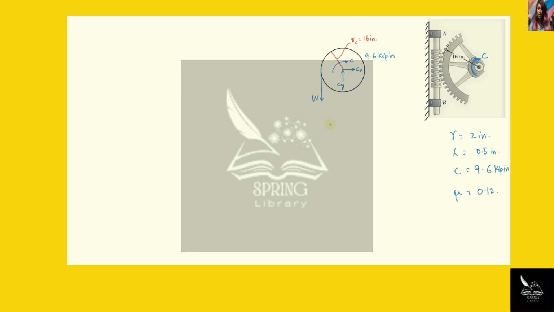For that, we'll use one equilibrium condition: sigma moment about C, sigma M_C equals 0. That means moments about point C, the center, is 0. I'll take the moment of the forces in this direction to be positive, and in this direction negative. So we can write W into R_C minus C, where C is the couple whose magnitude is 9.6 kilopound inch, equals 0.